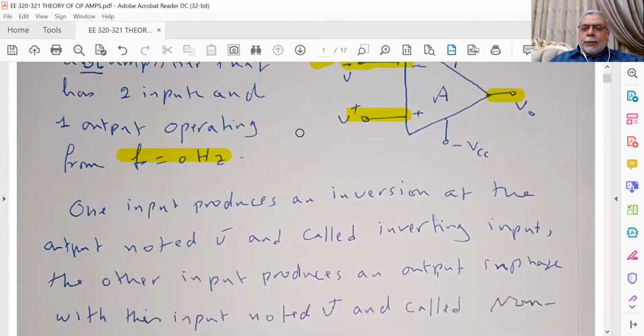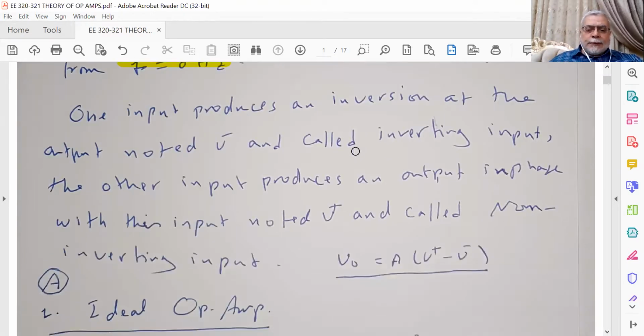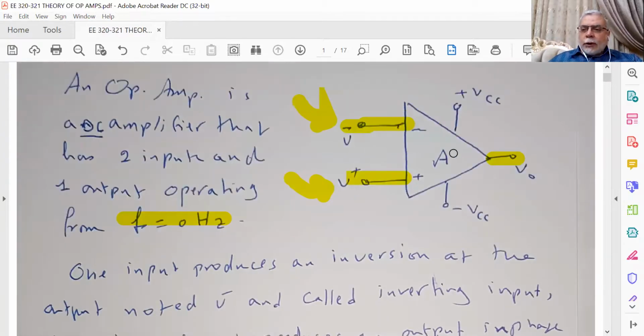If the input is applied on the positive input V plus, the output will not be inverted. The output will be in phase with respect to the input, and in this case, this is called a non-inverting input. Now, the output voltage, VO, equals A (V plus minus V minus). A represents the gain of the amplifier.